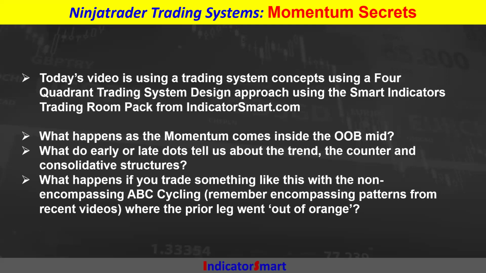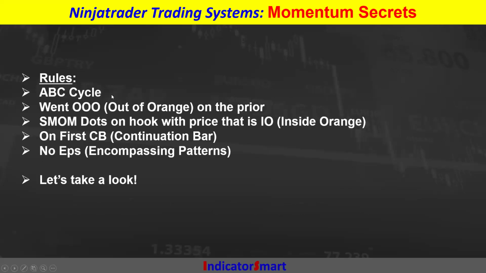And what we want to do is see where the prior leg went out of orange, and we're going to look at that in just a second. So these are the rules. Probably a little confusing. I've already said them, but I'm going to enumerate them here as bullets. You're looking for ABC cycle on the chart. That's higher green reversal bars or lower red reversal bars. And then you're going to look for the momentum to go out of orange on the prior. We'll look at that in a second.